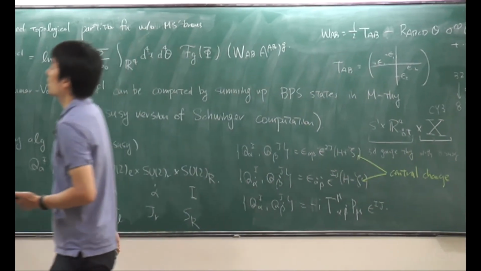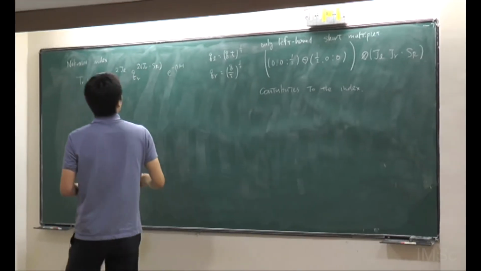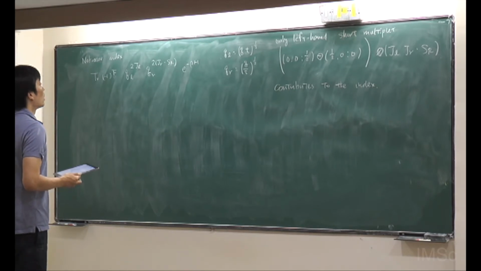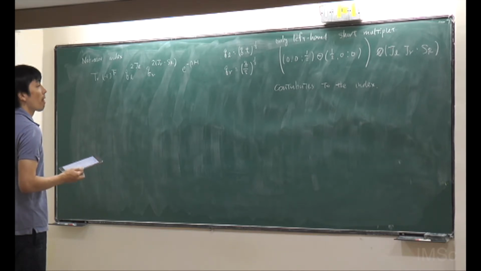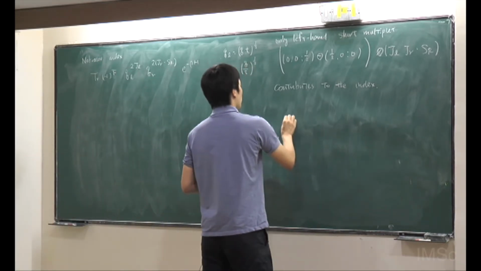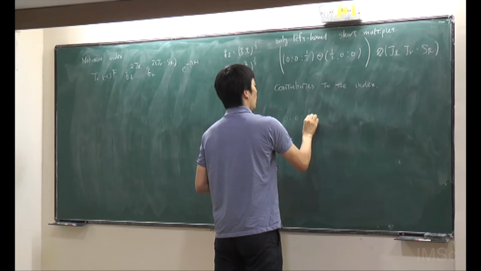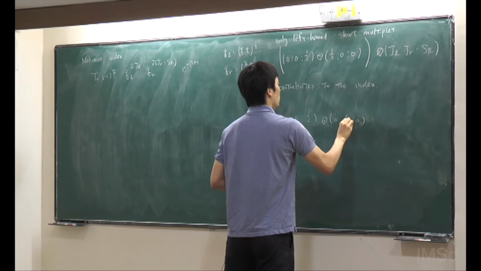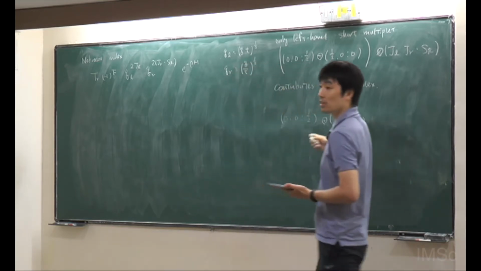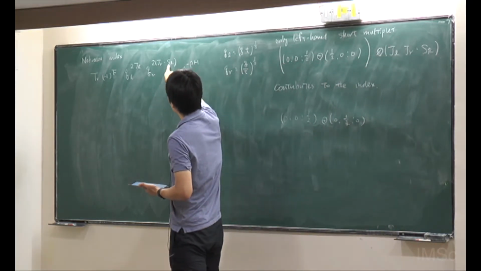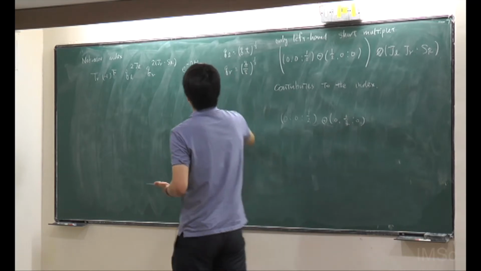So for instance, let's do the following counting. The right-handed multiplet has spins 0, 0, 1/2, 0, 1/2 and 0. So this is right-handed. Then this contributes to the index here.